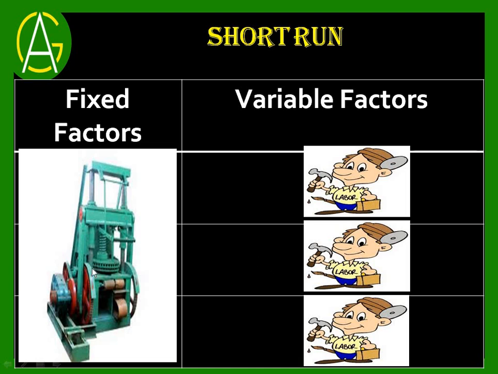And when we bring a new machine, it is a change in fixed factors. When we change the fixed factor, it becomes long run, because in the long run we are able to change fixed and variable factors both. But here, until now, we have changed only variable factors. By changing only the variable factor, while the fixed factor remains fixed, the production is increased, and this is known as the short run.